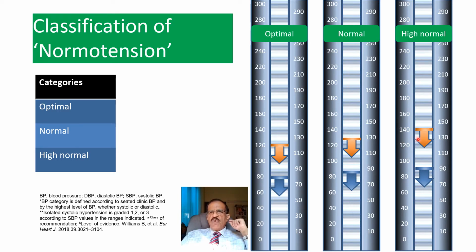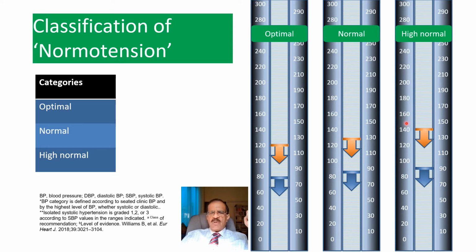Then if your blood pressure is touching 140 systolic and touching 90 diastolic, this is high normal. You are still not hypertensive. Blood pressure is not in the hypertensive range, but it is not normal either.